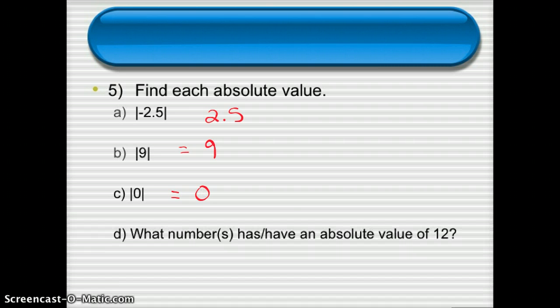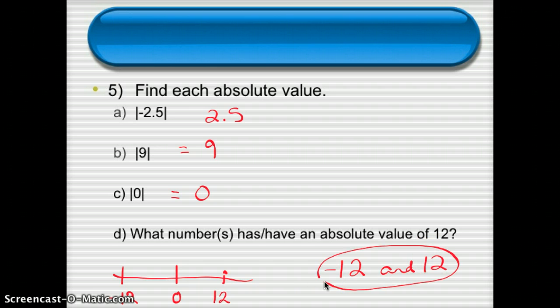Last question. What number or numbers have an absolute value of 12? So we're looking at a number line, and here's 0. I want to know all the numbers that have an absolute value of 12, so all the numbers that are 12 spaces away from 0. So notice it might go on both sides of 0. So it might be the 12 over here, but it also might be -12. Those are both 12 spaces away from 0. So in this case, -12 and 12 both have an absolute value of 12.